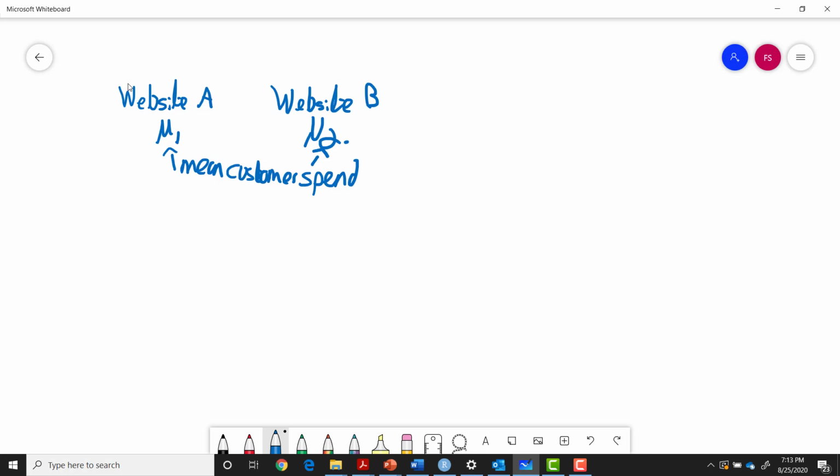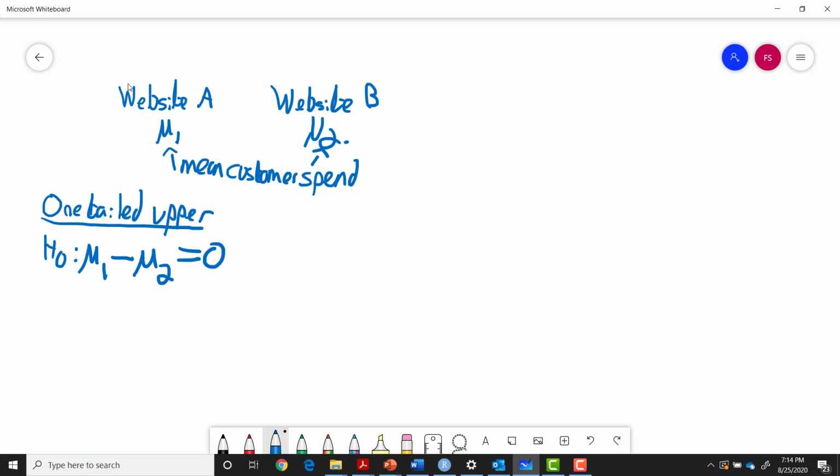So what we want to do is work out whether website A or website B has a bigger spend. And we're going to do this with hypothesis testing. So we're actually going to go through the two one-tail tests. And here, our null hypothesis is going to be mu1 minus mu2 is equal to 0. And that's just, they're both the same. Both the means are the same.